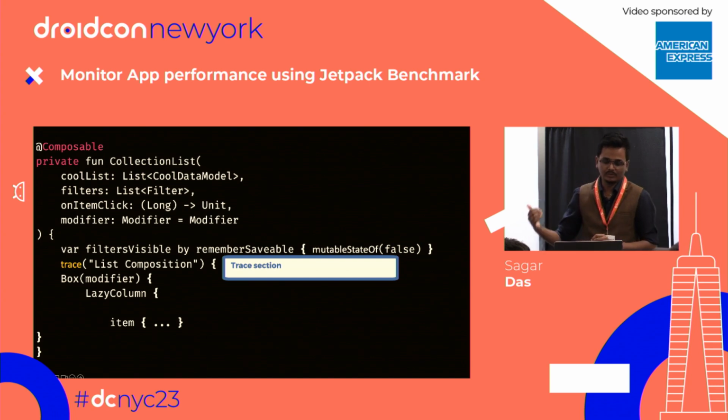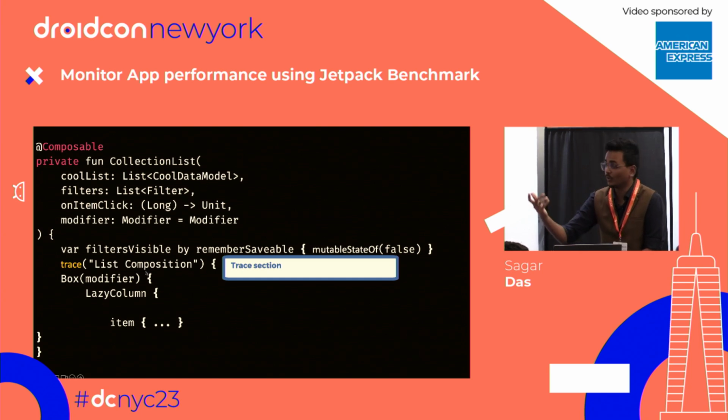Now here's an example composable code which renders a list called collection list. And pretty much basic code. It has a box layout, and within that a lazy column. It doesn't matter how you are initializing your composable. All that matters is we would be adding a new statement in our code, and that is trace list composition. And once you do that and you execute your benchmark test case, you would be seeing the trace name of that particular code being displayed in the results section.